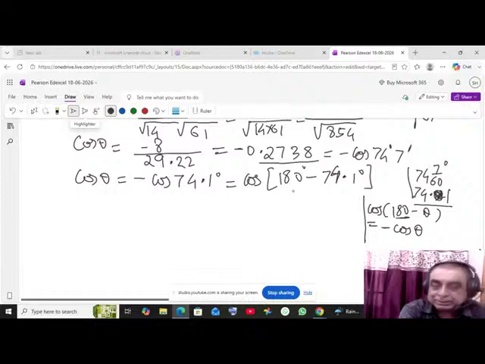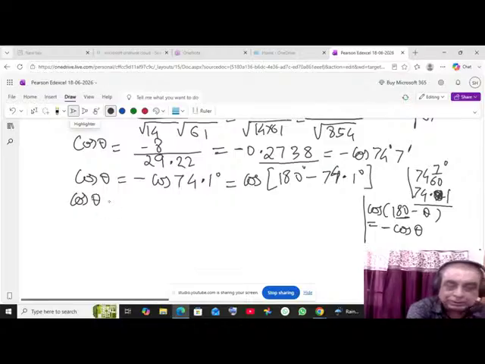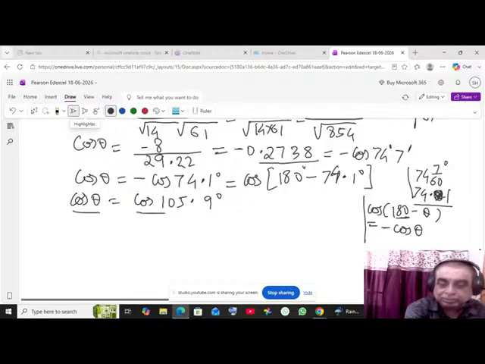So this can be equal to cos of 180 minus 74.1 degrees. Now you subtract here. From 180 you subtract 74.1, which comes to cos of 105.9 degrees. So cos theta value is cos of this many degrees. So theta value is 105.9 degrees. So it is proved.